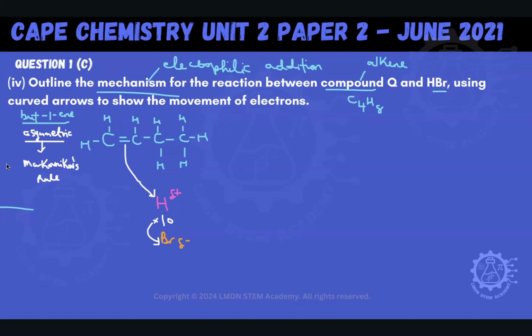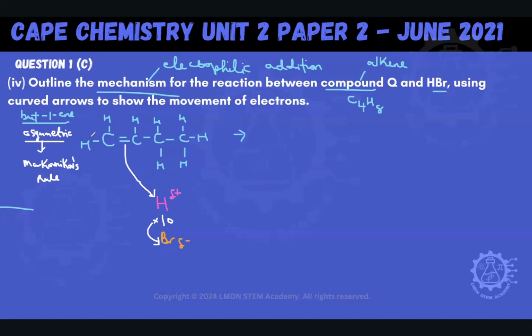So let's draw what our intermediate will be now. Now, the H is going to end up being here. And where's the H going to go, right? The H could have gone here or here, but based on Markovnikov's rule, the H is going to go where there are already more hydrogens, right?